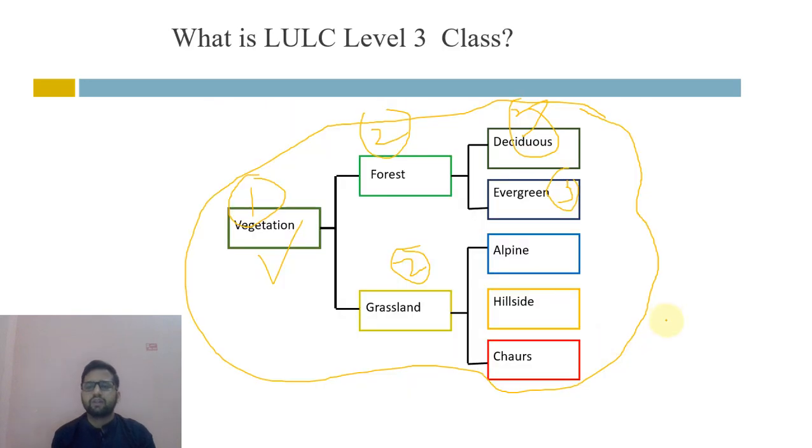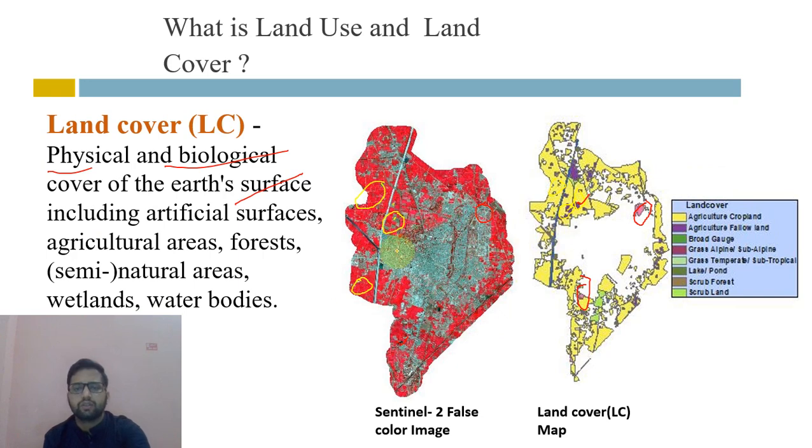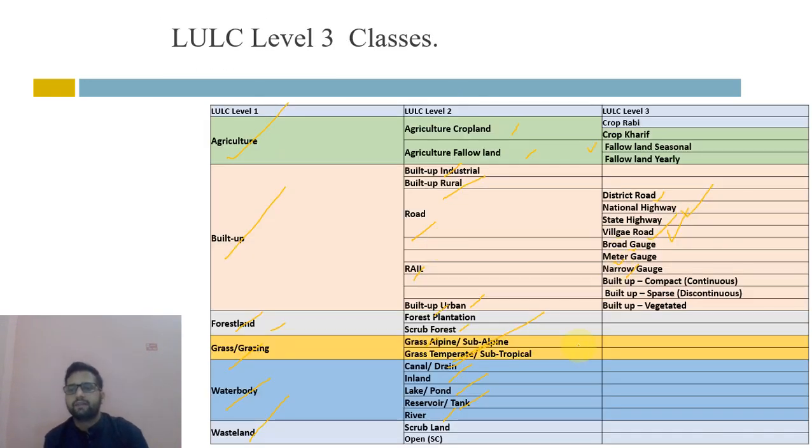Another is built up urban. Here also the built up area. So we can see here the built up area in three categories: built up industrial, built up rural or built up urban. So built up can be sparse, or built up can be continuous, and built up can be vegetated.